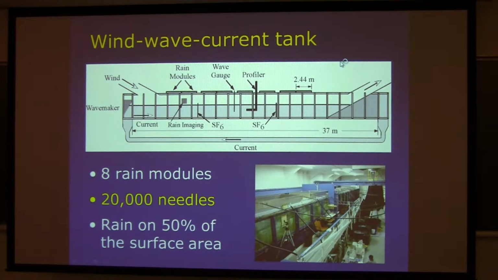Previous experiments had shown that it may not be physically realistic to just rain locally for a gas exchange measurement. So we covered 50% of the flow. What that actually looked like was each rain module was one of these metal trays, and as you can see, there's a lot of hosing involved, a lot of reservoirs just holding rainwater, and just a lot of plumbing.